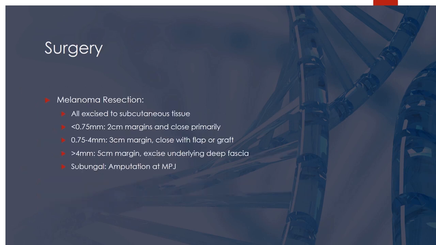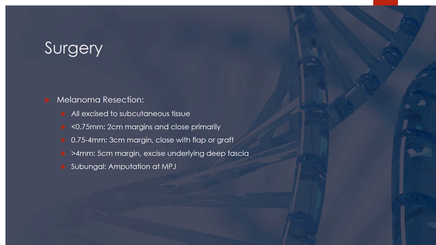So say we've obtained a diagnosis of melanoma. What are some of the guidelines and principles for resection of this? Well, they're all excised down to the subcutaneous level. Less than a millimeter, usually there's 2 centimeter margins with primary closure. Up to 4 millimeters, you can see a 3 centimeter margin, sometimes closed with a flap or graft.